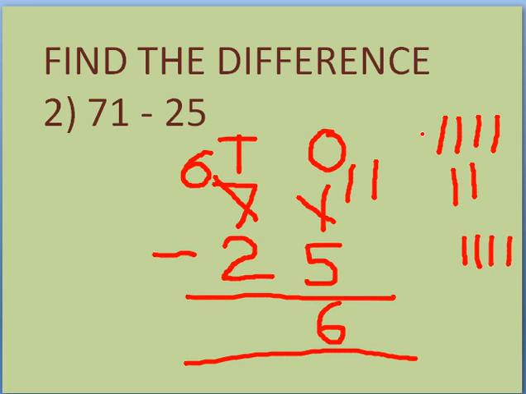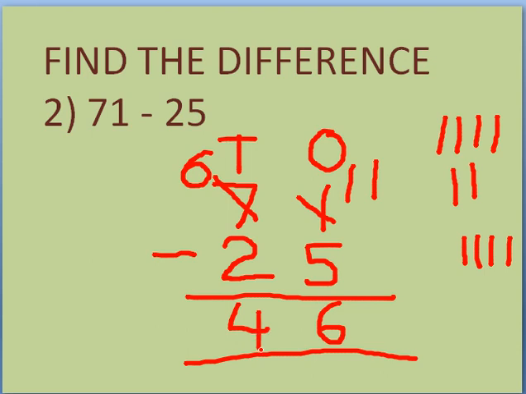Children, it's not important to do it using these single lines. You can do it on your fingers too. But right now, to show you, I'm doing it here using single lines. Now 6 minus 2, 5, 4, 3, 2. So how many are they? 1, 2, 3, 4. So 6 minus 2 is 4.